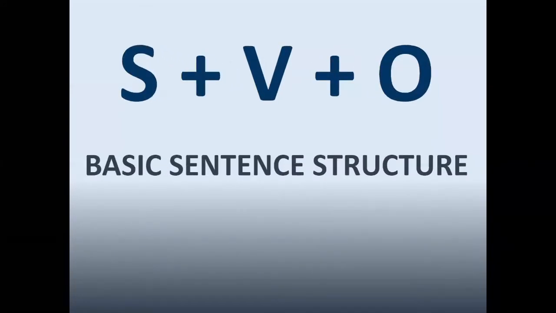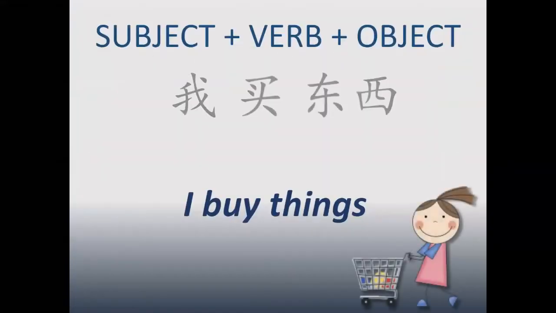We're going to study the basic sentence structure in Chinese, which is very powerful, and it will help us to express ourselves in a good way, following the grammar rules. So let's see an example of this structure, which is subject plus verb plus object. For example, I buy things.